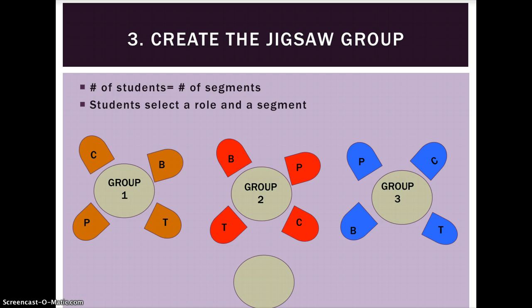Once the students are in their groups, they should review the objectives. This was part of the pre-lesson work that was done. This way they can decide which segment they would like to work on. As you can see from the diagram, in each of the 3 groups, the students have selected the segment they wish to work on.